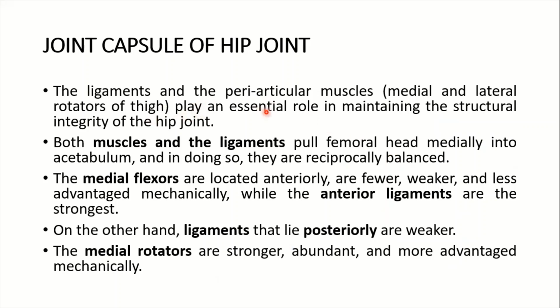So the ligaments and the periarticular muscles, the medial and lateral rotators of the thigh, play an essential role in maintaining the structural integrity of the hip joint. Both muscles and ligaments pull the femoral head medially into the acetabulum, and in doing so, they are reciprocally balanced. This is very important. What is this reciprocal balance? The medial rotators located anteriorly are fewer, weaker, and less advantaged mechanically, while the anterior ligaments are the strongest. On the other hand, ligaments that lie posteriorly are weaker, so the lateral rotators are stronger, abundant, and more advantaged mechanically.